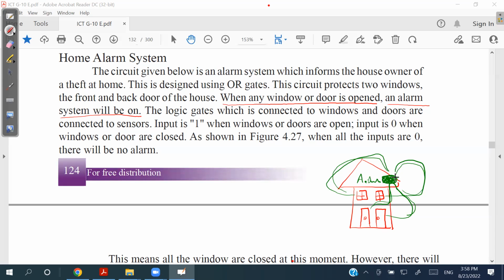Got it, people? Are you clear with this? Yes, sir. Okay, how about others? Are we clear with this? All right. Now the scenario says the logic gates which are connected to the windows and doors are connected to sensors. Input is 1 when window or door are open.